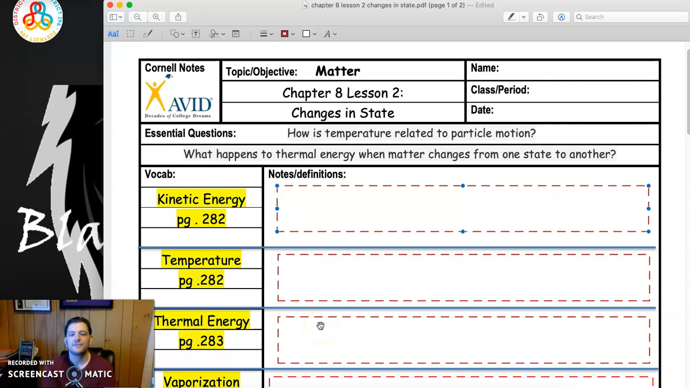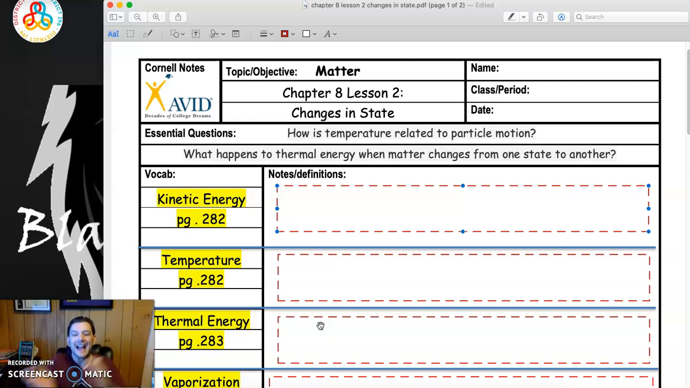All right, sixth grade scientist, Mr. Fritz here. We're doing chapter 8, lesson 2, changes in state. Make sure you pause the video, rewind when you need to, but pause to write down the terms and definitions and lesson summary and the filling out the picture diorama on the back of this sheet. And this will all be used on your notes check.